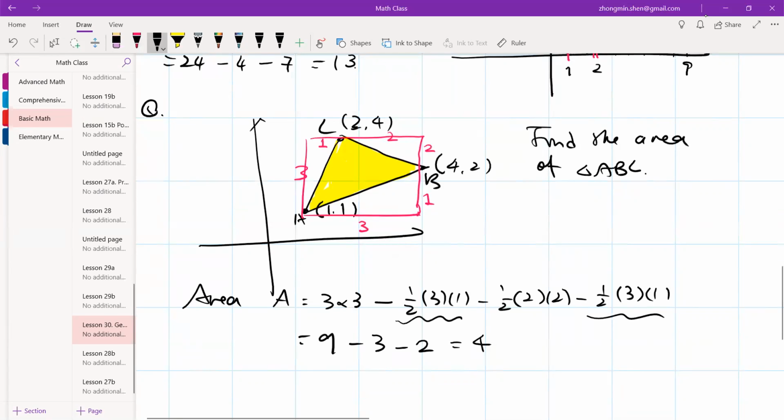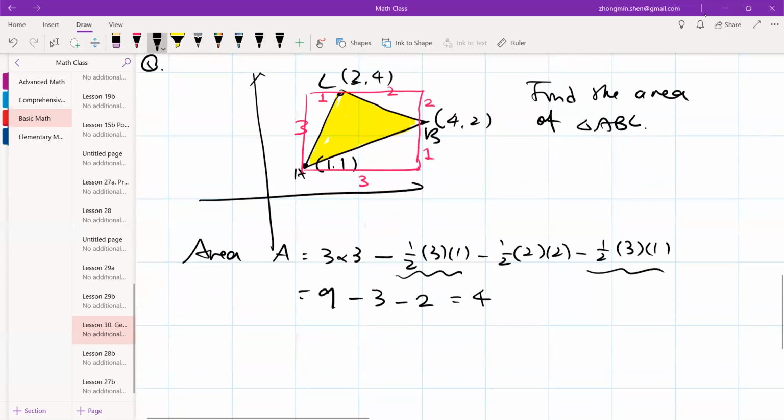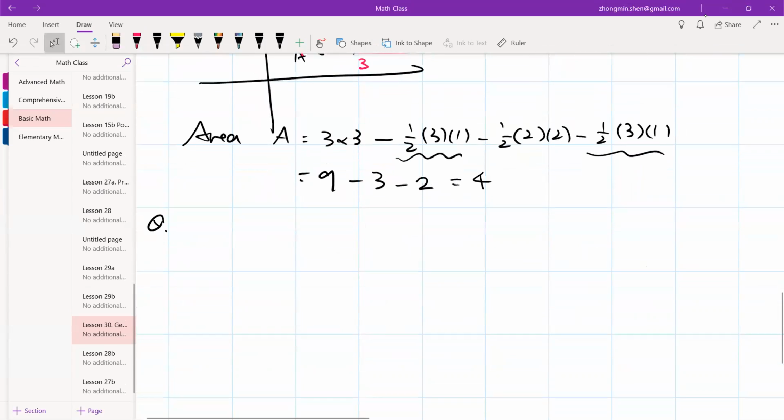Got it? Okay. I really want you to pass this part. One more problem. Promise me. If you understand how to do it, just use subtraction. You subtract the area of the triangles surrounding it from whatever rectangle covers this triangle. Okay. One more problem. Josh, pay attention.